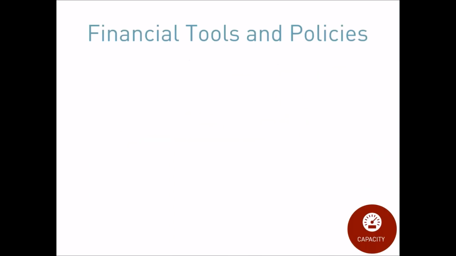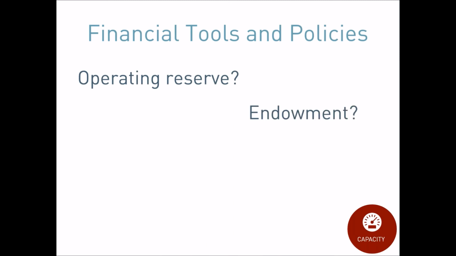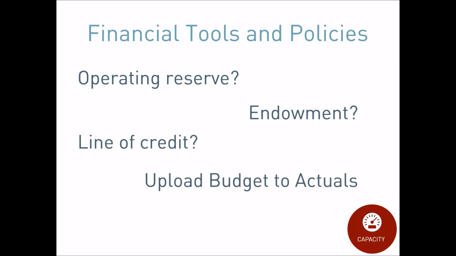The third and final section of the application is focused on your organization's finances. In this section, we ask a series of questions to get an understanding of your organization's current financial situation and if and how you're using particular financial tools or strategies to contribute to financial health. So we'll ask if you have an operating reserve, and if so, policies around its use. Do you have an endowment? And again, policies around its use. Do you have a line of credit, and have you used it recently? We'll ask you to upload your past 3 years of organization budget to actuals. And finally, if you're an organization doing an audit or review, we'll remind you that you'll need to complete those annually if the grant is awarded.